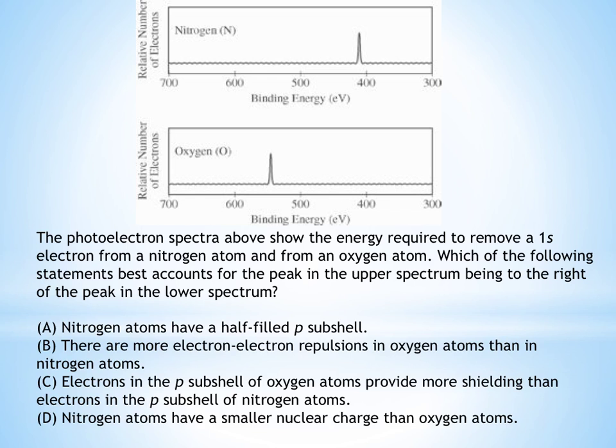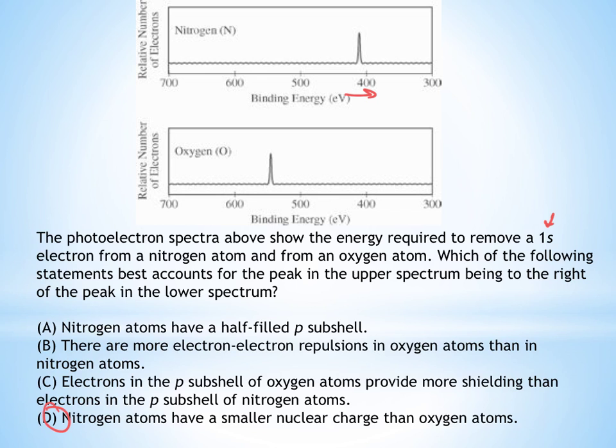Notice that these two spectra specifically talk about the removal of a 1s electron from either nitrogen or from oxygen. And if you read through the question, it asks which of the following statements accounts for the peak of the nitrogen being further to the right, or in other words, slightly less energy than the peak for oxygen. In the answer choices provided, the option for letter D is the one that makes the most sense.